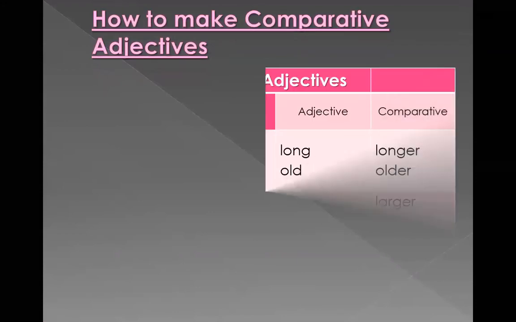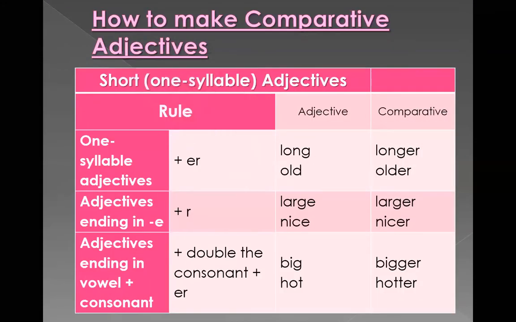How to make comparative adjectives? If the adjective is short, consists of one syllable, which means one part, we add to the adjective er. Like long, it will be longer, and old, it will be older. If the adjective has an e at the end, like large and nice, we add only r, because we have e at the end. Large will be larger. Nice will be nicer. If we have a vowel before the last letter, we double the last consonant. Like big, it will be bigger, and hot will be hotter.